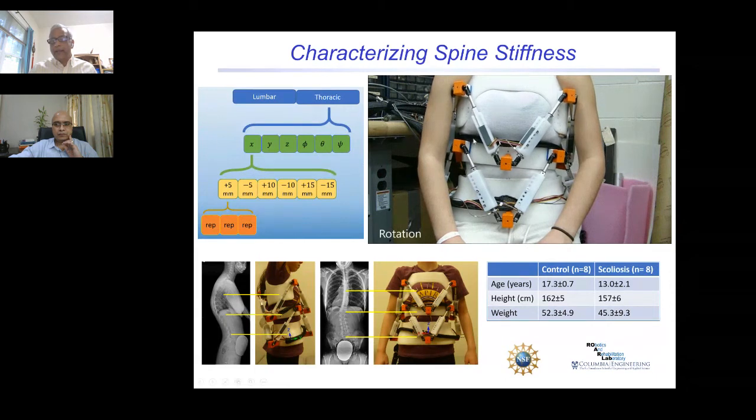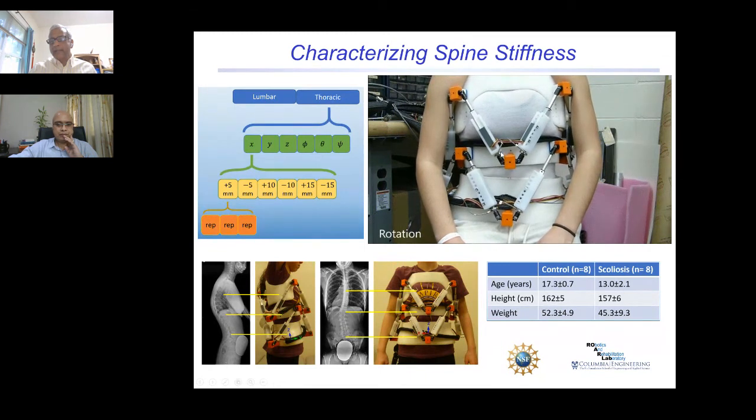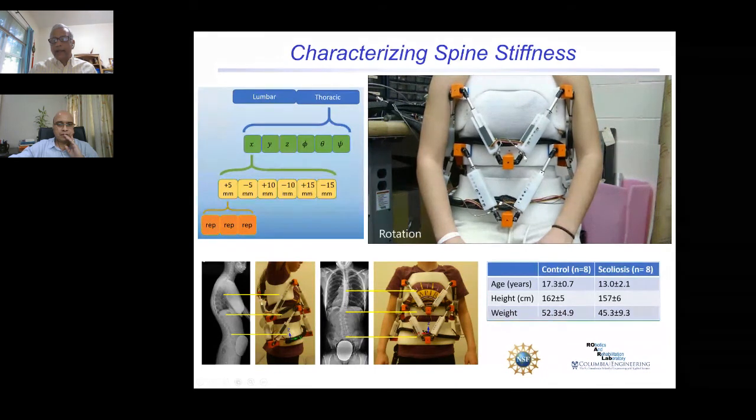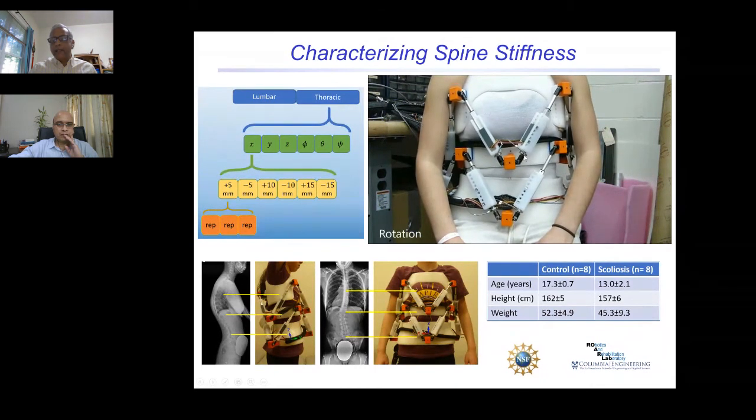So basically, you can take the middle segment and translate or reorient it with respect to the base segment, and similarly for the top segment relative to the middle segment. And the goal here is to understand how the biomechanics of somebody with scoliosis differs from healthy subjects.